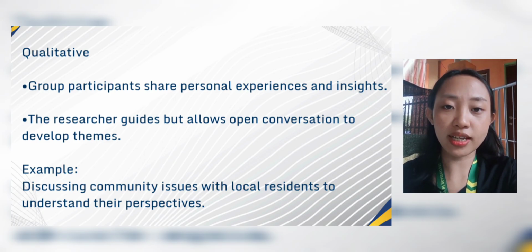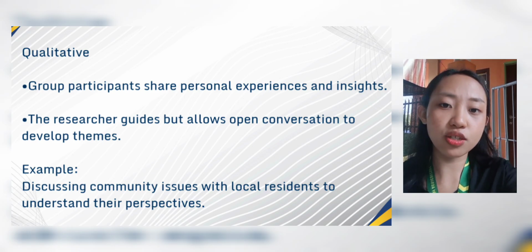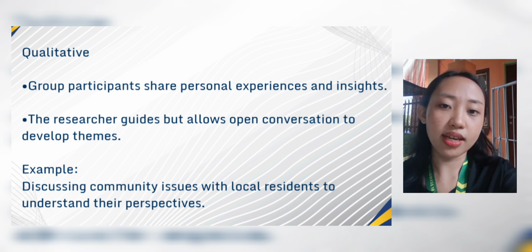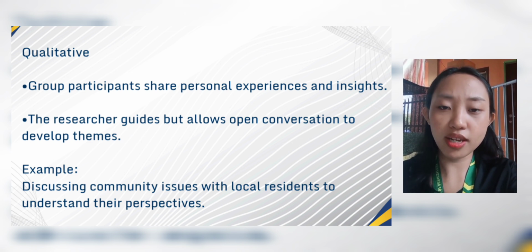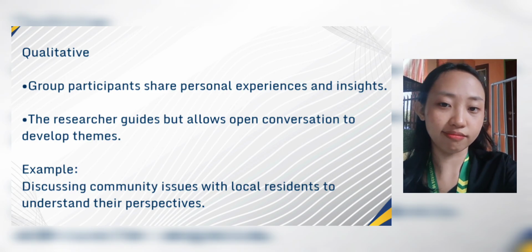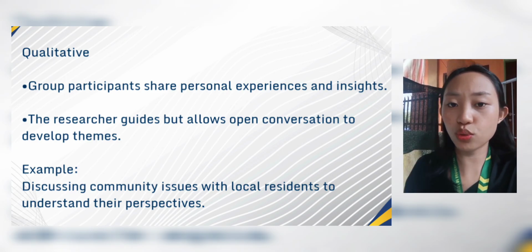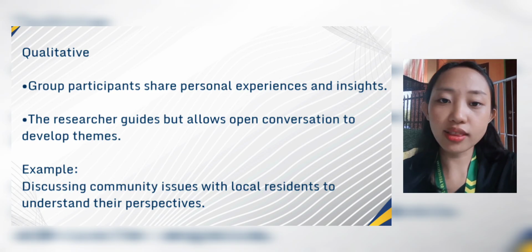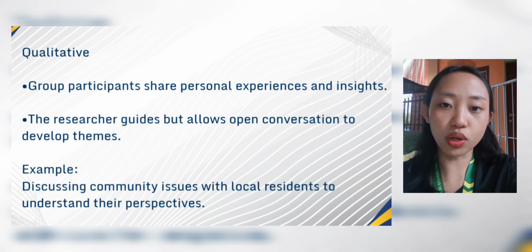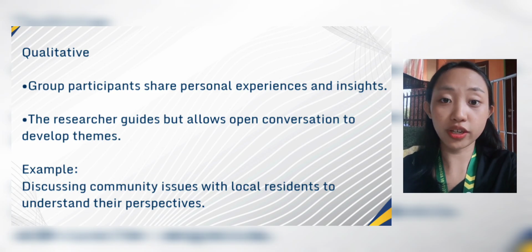As Morgan of 1997 explained, FGDs show shared meanings, what people agree on, and what they debate about. A common mistake is letting one participant dominate the discussion. Because remember, it's a group discussion. So as the researcher, you guide politely. You're not there to argue, but just to listen and take note of themes or recurring themes.